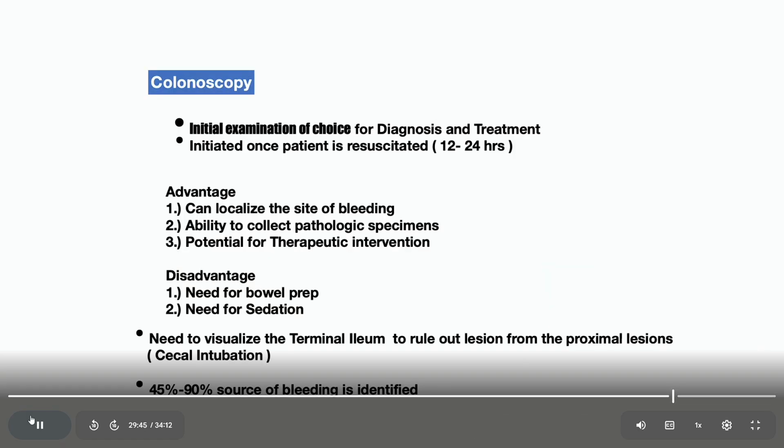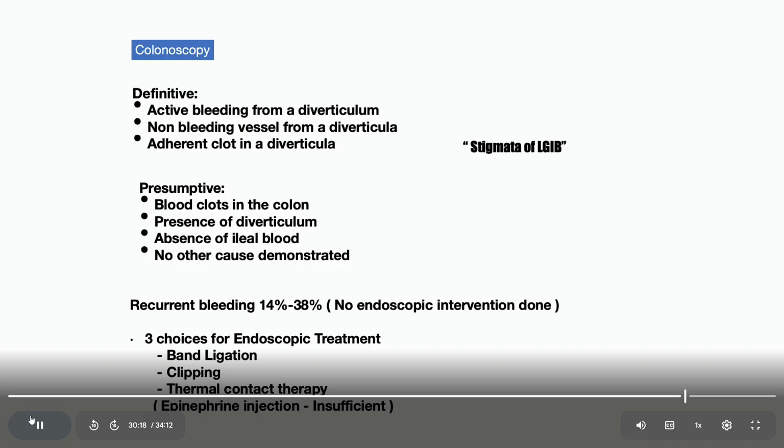Colonoscopy is also a good option as this is diagnostic and can potentially offer a therapeutic intervention to an identified bleeding site. However, patients need to be resuscitated prior to the procedure as anesthesia in the form of IV sedation will be given to these patients. Endoscopic intervention should be performed whenever the bleeding site is identified to decrease the chances of rebleeding. The incidence of recurrent bleeding is around 14 to 38% if with no endoscopic intervention.